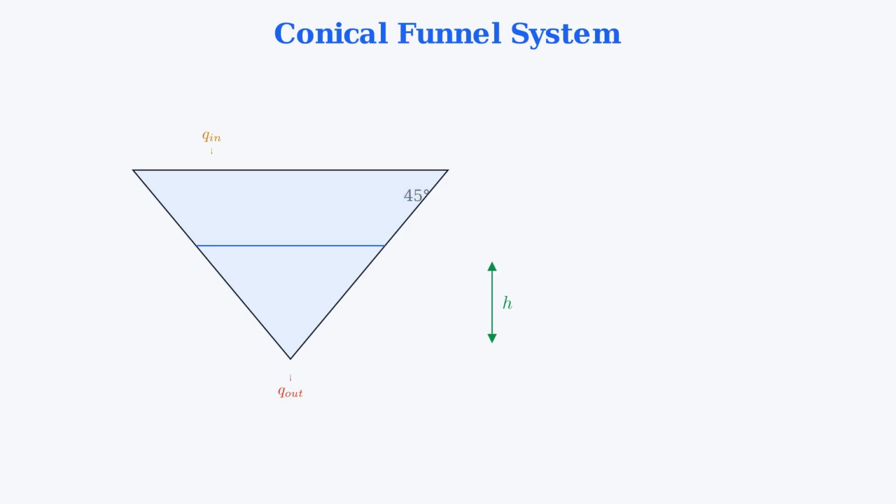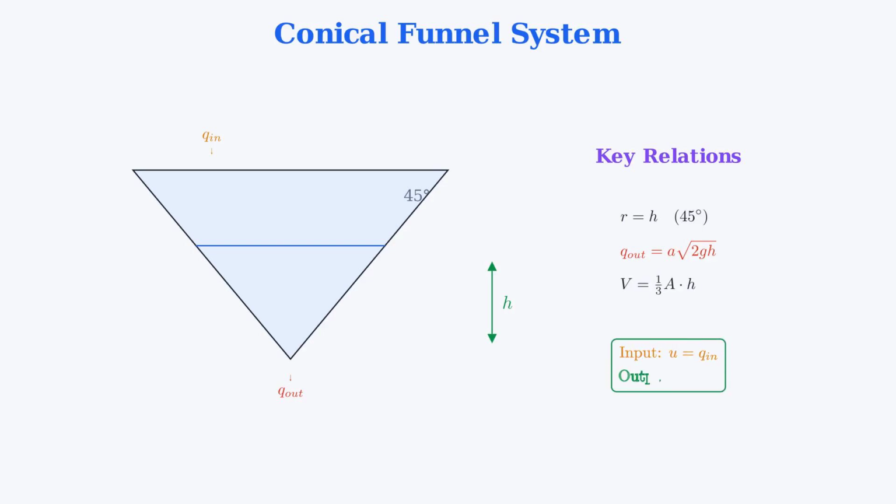The cone has a 45-degree half angle, which means the radius at any height equals the height itself, r equals h. The outflow depends on the opening area A and the water level. Q out equals A times the square root of 2gh.